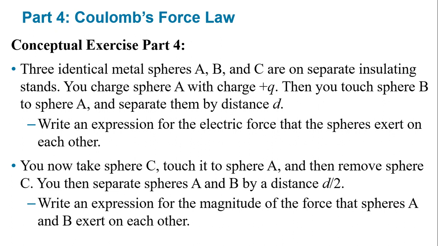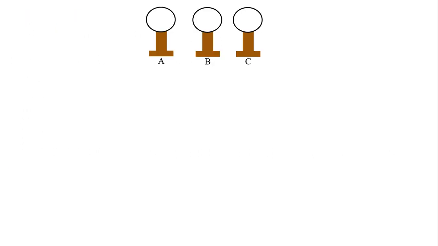Now, there's a second part to it. You now take sphere C, touch it to sphere A, and remove sphere C. Then you separate spheres A and B by a distance of D over 2. Write an expression for the magnitude of the force that A and B exert on each other. Now remember that charge must remain the same. So let's try to go through this here.